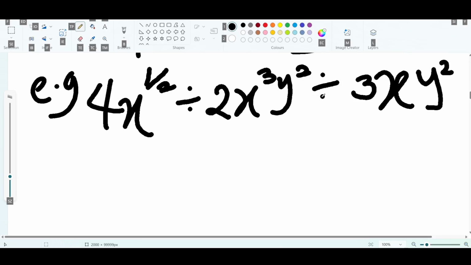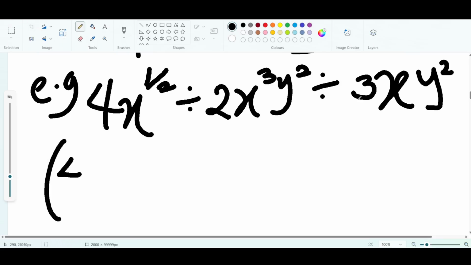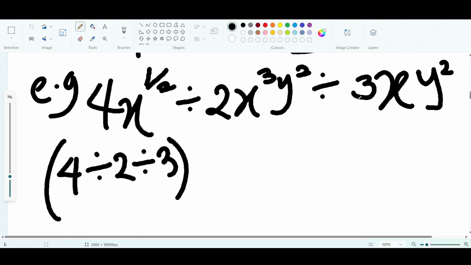Okay, now looking at this example, we'll see that we have three terms. In this situation, we have two divisions here, and the application of the second law of indices will result in, first of all, we need to consider these coefficients. The law of indices is not applicable to them. Rather, what is applicable to them is the normal division rules, which means 4 divided by 2 divided by 3. That is what is going to be done to those ones.